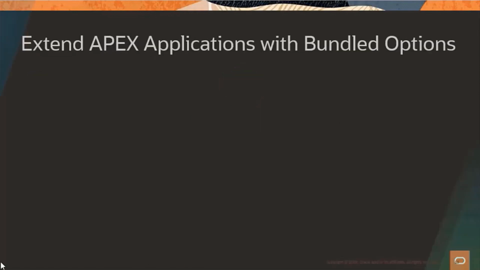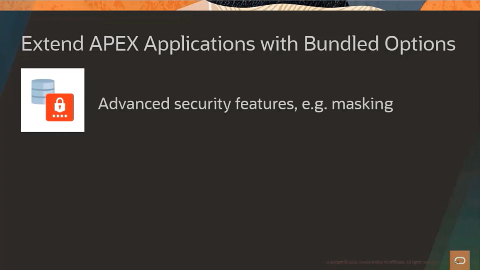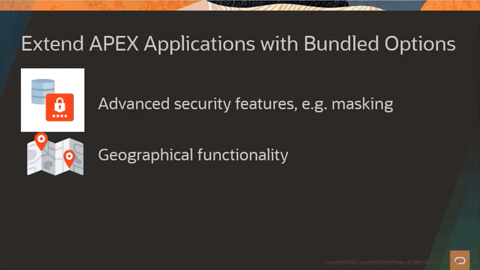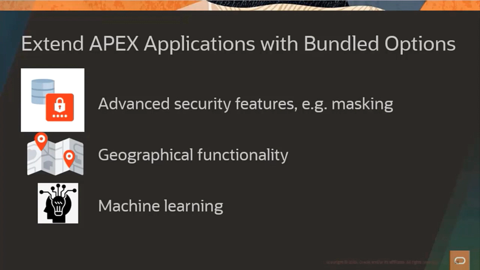I mentioned already that Autonomous comes bundled and pre-configured with various features that were previously only available as add-ons or database options. Most of these were not visible to the end user. But Autonomous comes bundled with some features that can add functionality that are actually visible in your application. For example, you can leverage advanced security features to mask sensitive data such as credit card information. You can add geographical functionality to your apps using spatial. You can even add machine learning to train models to make predictions and then integrate them into your Apex applications.